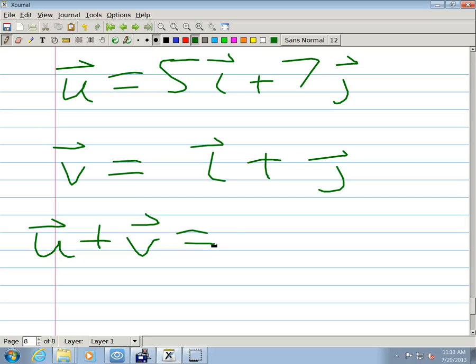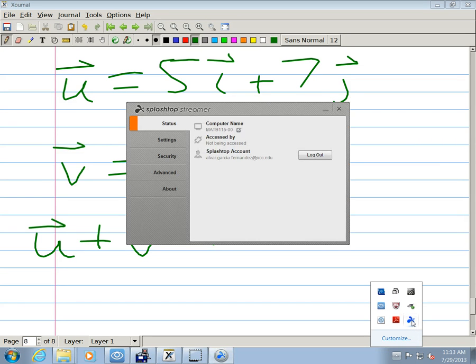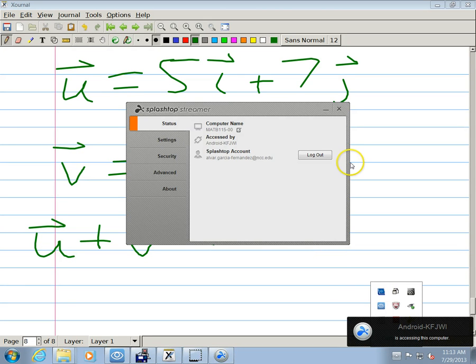But I'm losing my connection to the splash top here. What happened here? I'm losing my Wi-Fi, sorry. Hang on, I'm reconnecting. Come on, Wi-Fi, reconnect. What is going on? That should connect. It is connected, right?